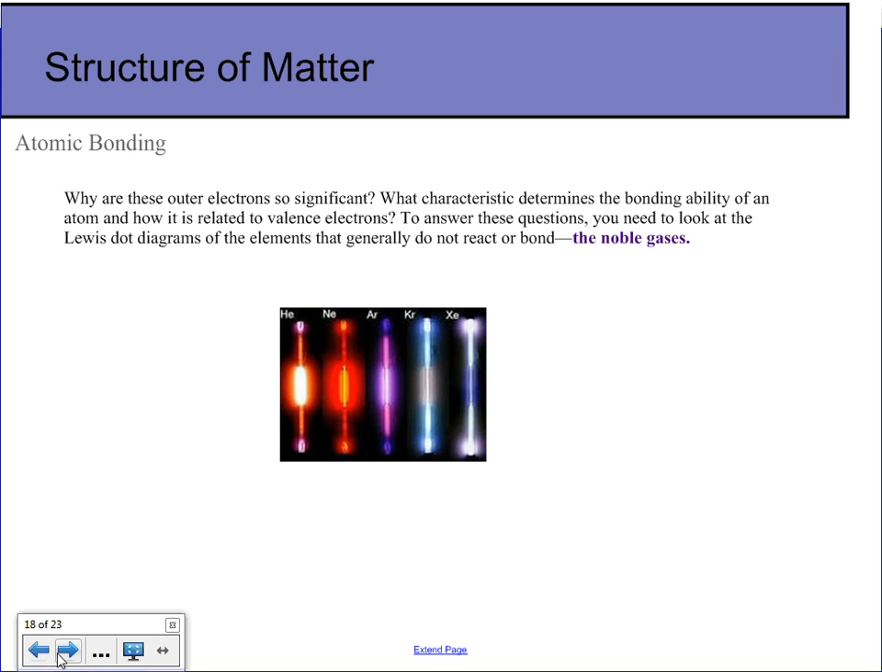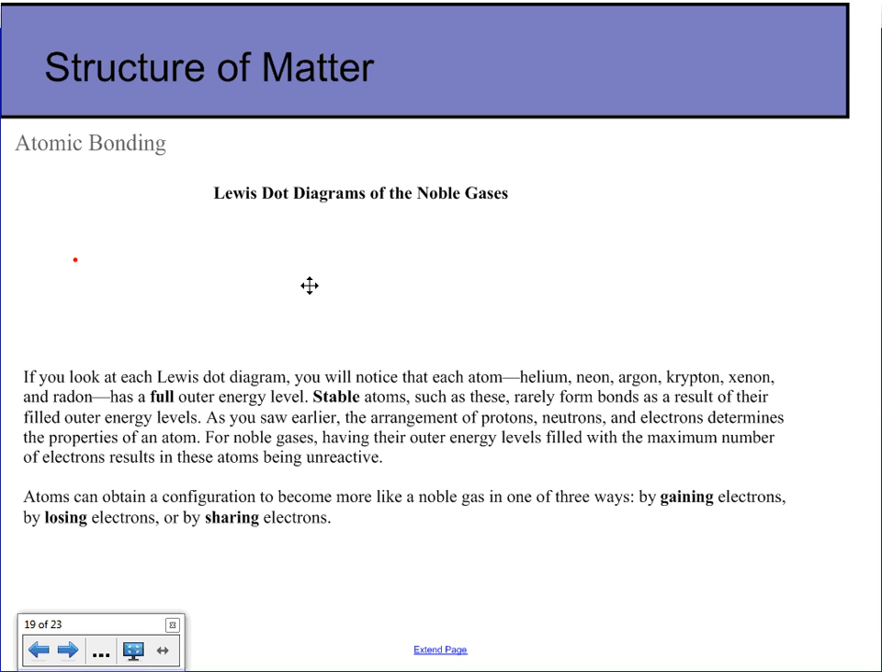So why are these outer electrons so significant, and what characteristics determine the bonding ability of an atom and how is it related to valence electrons? To answer these questions, you need to look at the Lewis dot diagrams of the elements that generally do not react or bond. These are the noble gases. So, the Lewis dot diagrams of the noble gases: we've got helium, neon, argon, krypton, xenon, and radon.